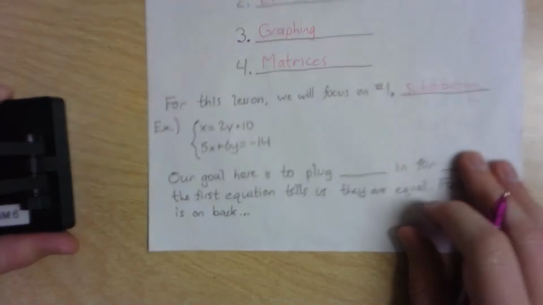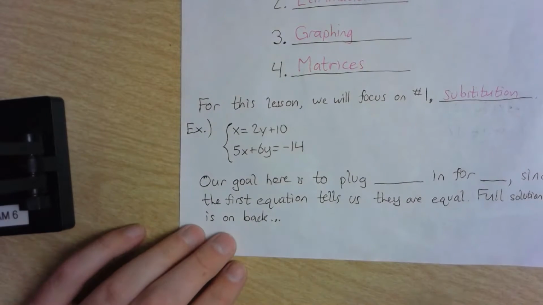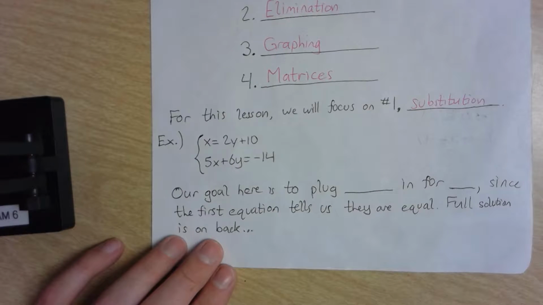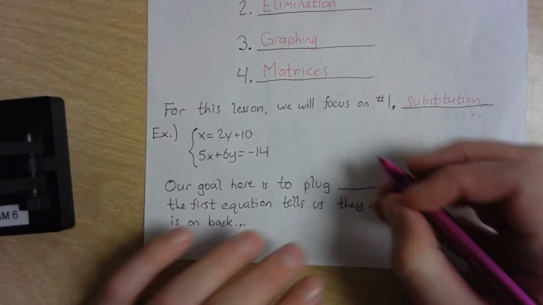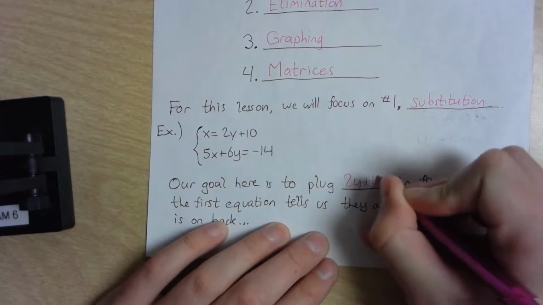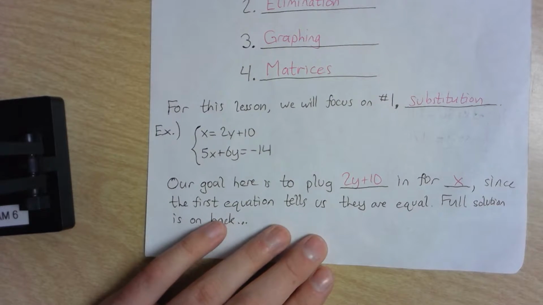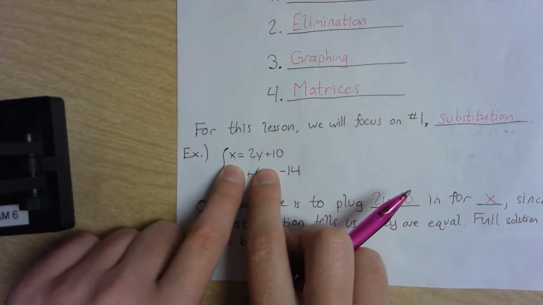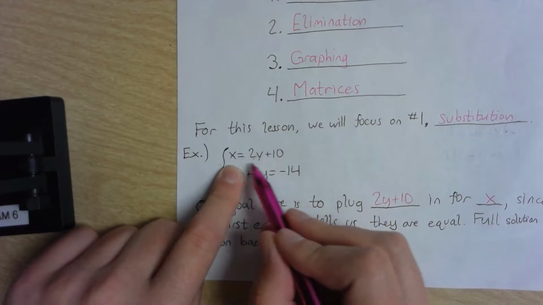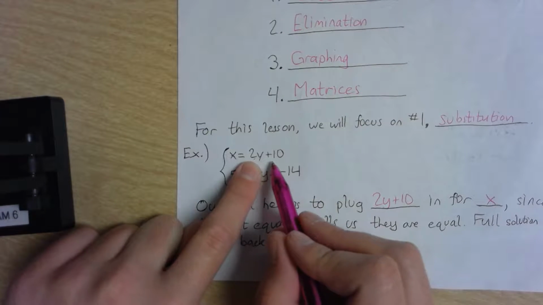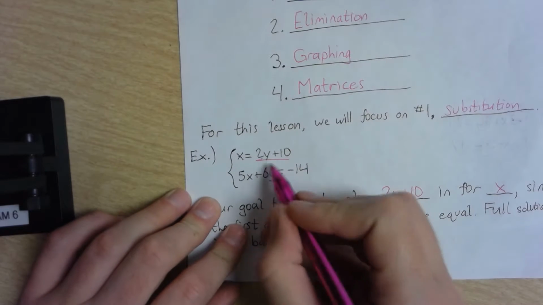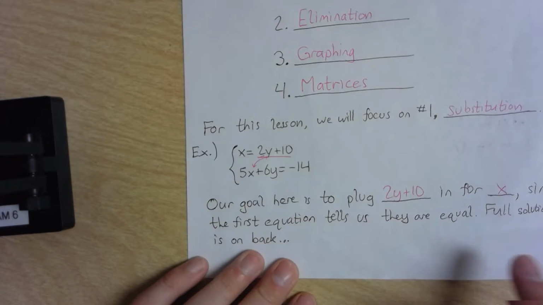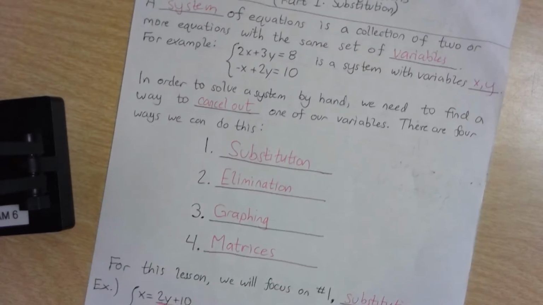Alright, so here's an example, just to run through what the plan here is. Our goal here is to plug in 2y plus 10 for x. As you can see up here, x and 2y plus 10 are the same thing. They're equal, right? So anywhere there's an x, we might as well just write 2y plus 10. So that's the plan here. We're going to take this and plug it in right there. The first equation tells us they're equal. The full solution's on the back. Alright, let's continue on.